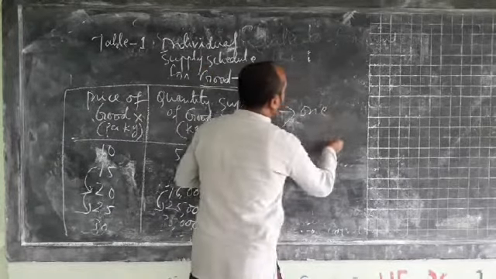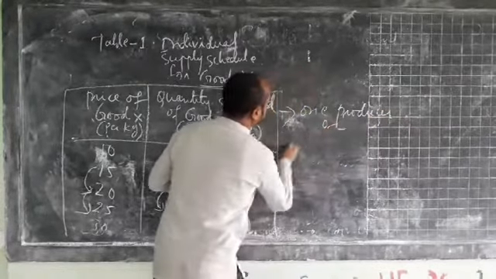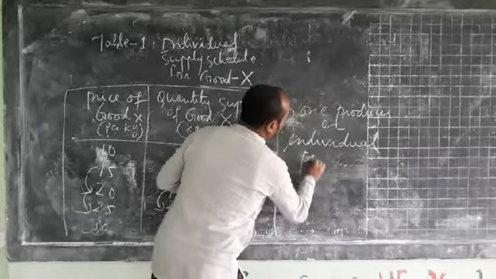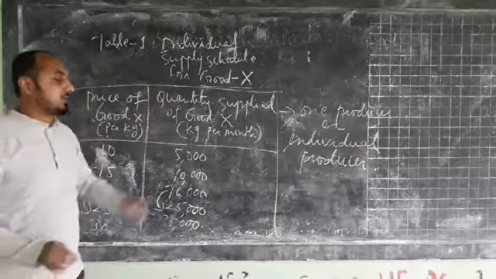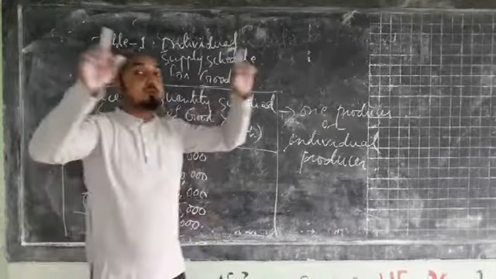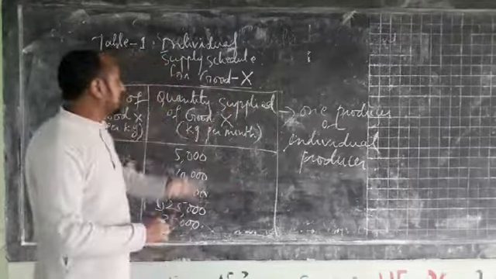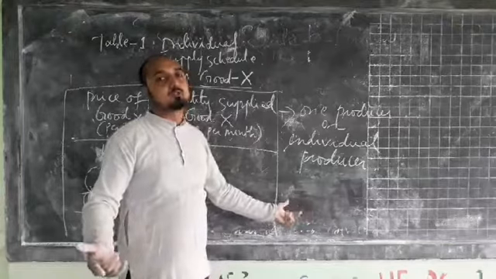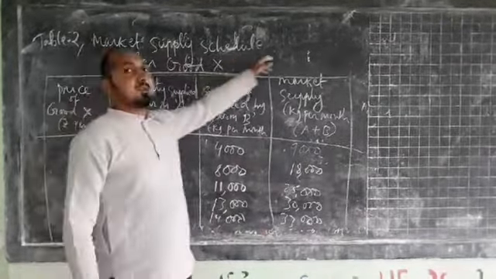One producer, or individual producer. So this is the case of the individual supply schedule. What is the individual supply schedule? The individual supply schedule is a tabular representation of the various quantities supplied at the different prices by one producer or individual producer. So that concept is called what? The individual supply schedule. The next one, we have the market supply schedule for good X.